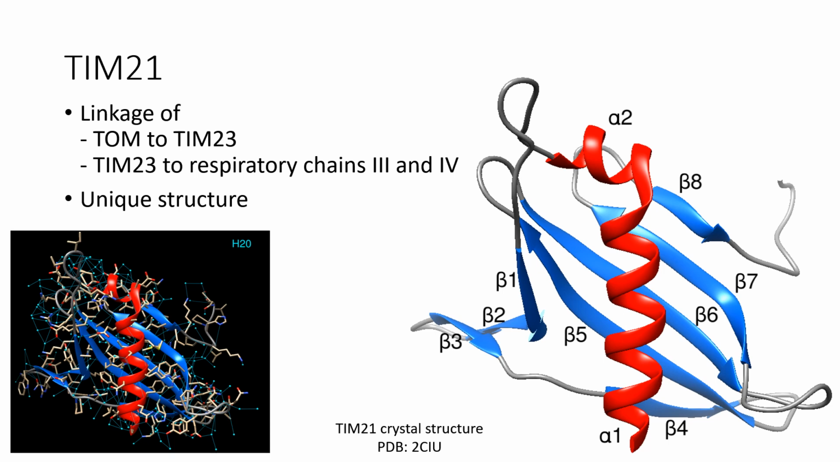It also plays a role in the physical linkage of the TIM23 complex to the respiratory chain 3 and 4 supercomplexes. This linkage allows for a more efficient interconnected system as the respiratory chains act as a platform for PAM subunit assembly. What is interesting about the TIM21 structure is that it has a unique alpha-beta mixed protein fold. The three-dimensional structure of TIM21 is composed of 2 alpha helices that are surrounded by an 8-stranded beta sheet, all connected by loops. It is also strongly hydrogen bound to the water of the intermembrane space where it is mostly located.